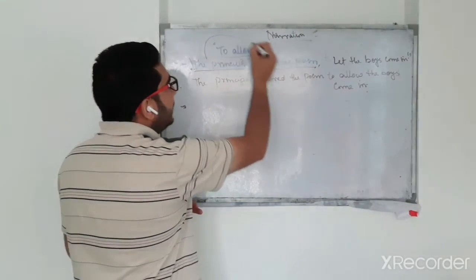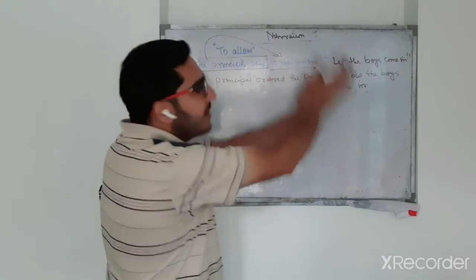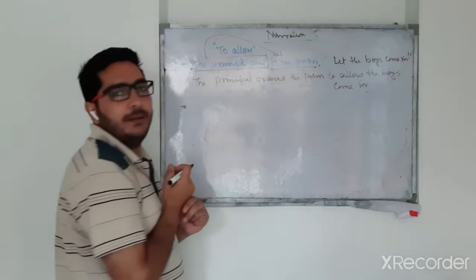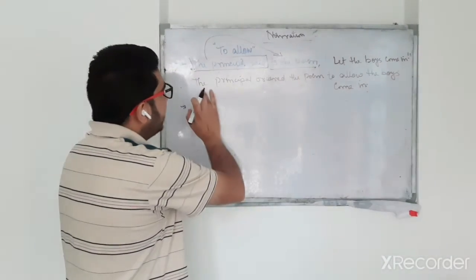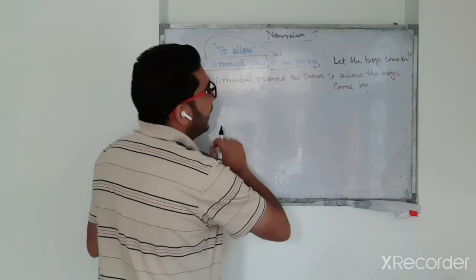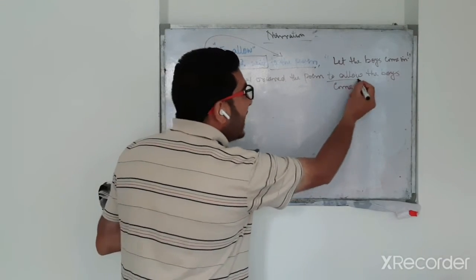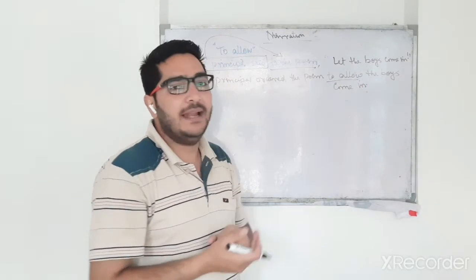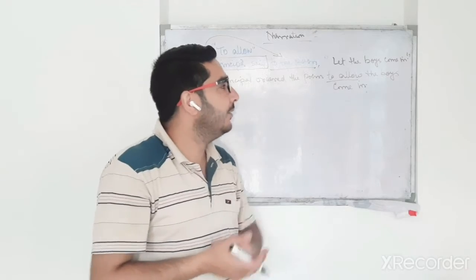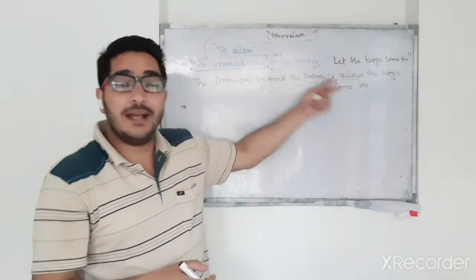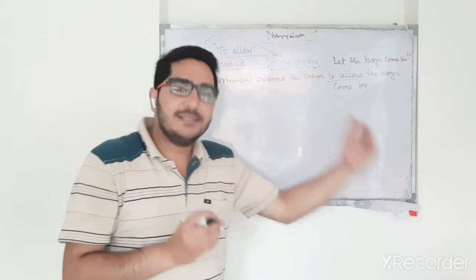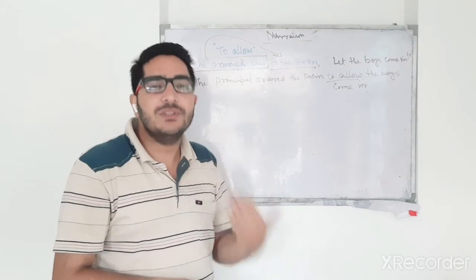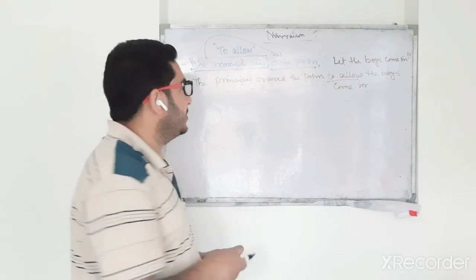Now, the principal said to someone, she said to the peon that the peon should let the boys come in. That is why we wrote the principal ordered the peon, then we wrote to allow the boys to come in. So we replaced this "let" and placed the word "allow" instead of "let". You better understand the sentence first and then change it, because sometimes the sentence becomes twisted. We should think first and then change it.